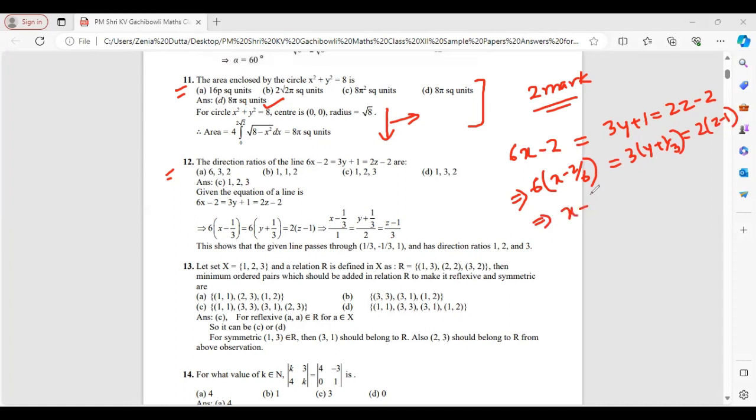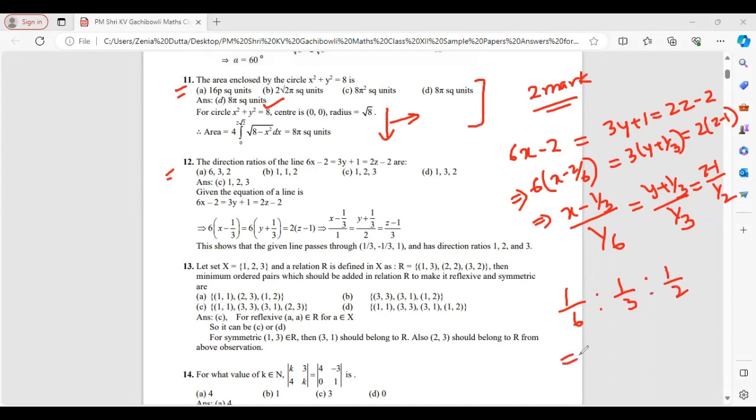So, x minus 2 by 6 I can write as 1 by 3 and this 6 I will take it down. Then y plus 1 by 3 we will take 1 by 3 down and z minus 1 by 2. So, the direction ratios are 1 by 6 is to 1 by 3 is to half. So, we can multiply it by 6 and reduce further. We'll get 6 by 6, 6 by 3, and 6 by 2, which is 1 is to 2 is to 3. And you see the answer is 1, 2, 3.